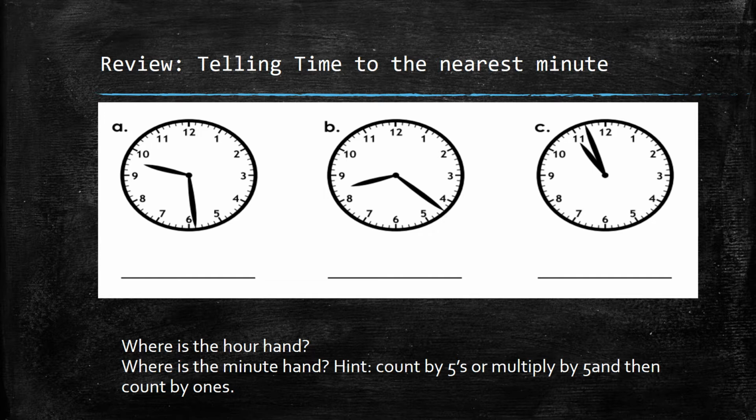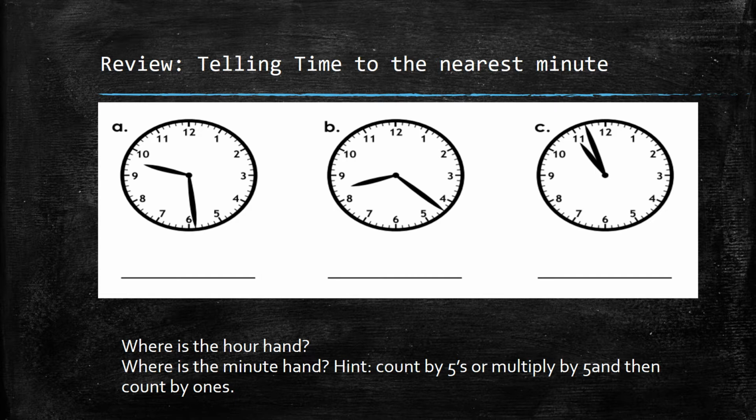Let's do just a quick review on telling time to the nearest minute. So remember these things. Where is your hour hand and where is your minute hand? When you're thinking of your minute hand placement, you can count by 5, starting with 12, or the nearest number, you can multiply it by 5, and then count by ones if it's to a nearest minute.